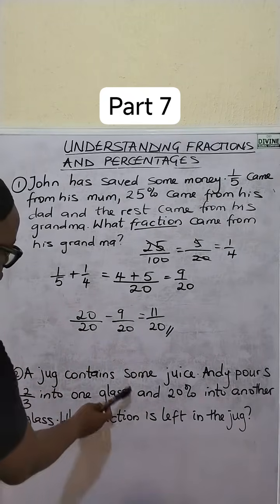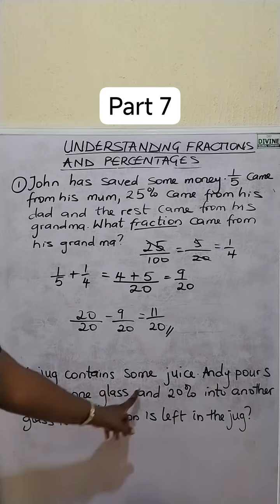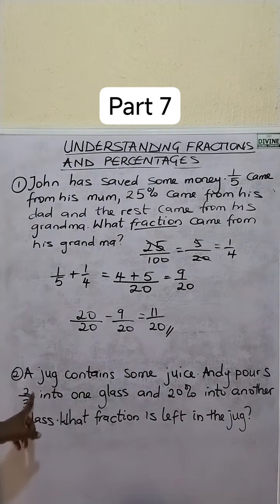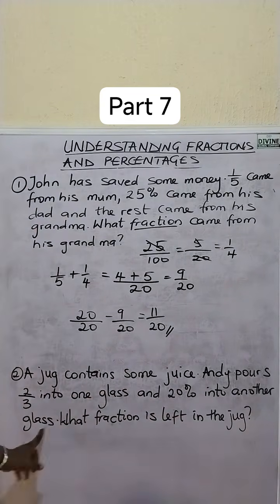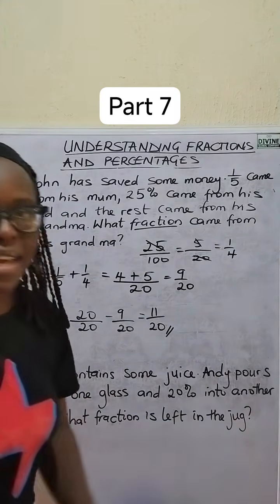Now I want you to solve this one also. A jug contains some juice and he pours 2/3 into one glass and 20% into another glass. What fraction is left in the jug?